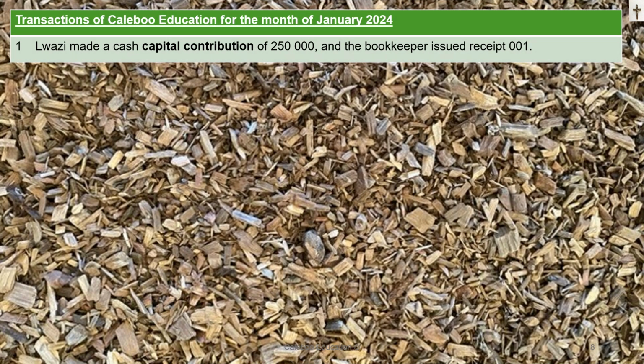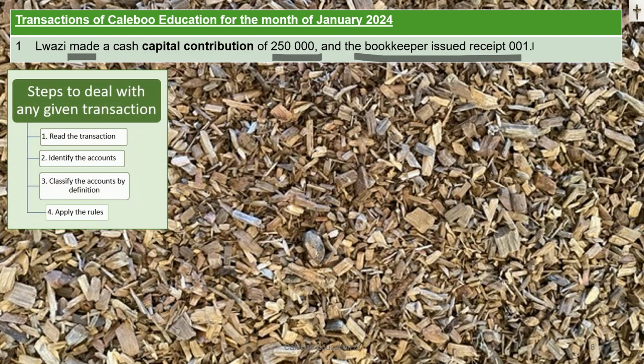Right, so the first one, the owner Lawazi made a capital contribution of 250,000 and a receipt was issued. I'm not too concerned about the document at this stage. We want to know which account is debited and which account is credited and the effect on the accounting equation.